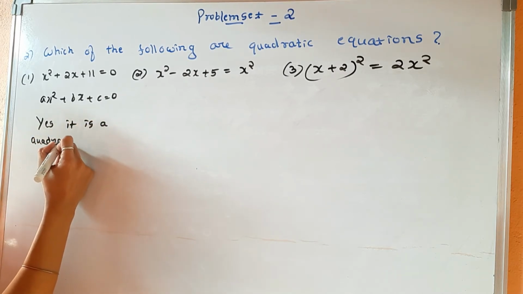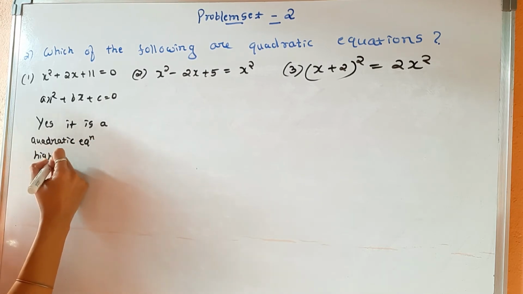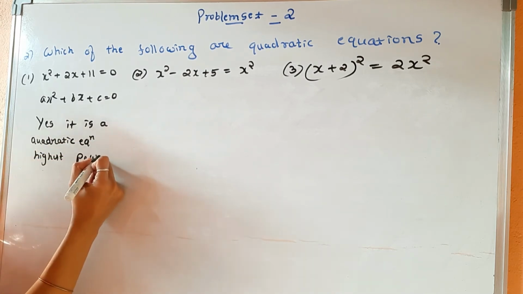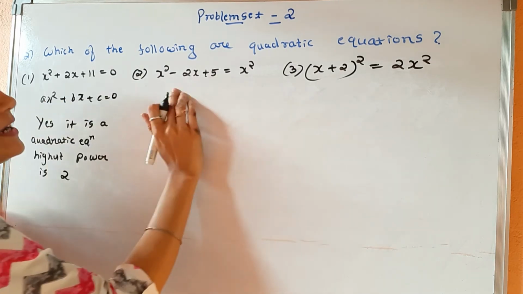The reason you can write: highest degree, highest power and index is 2. Highest power is 2. Simple. Now this one we will solve.